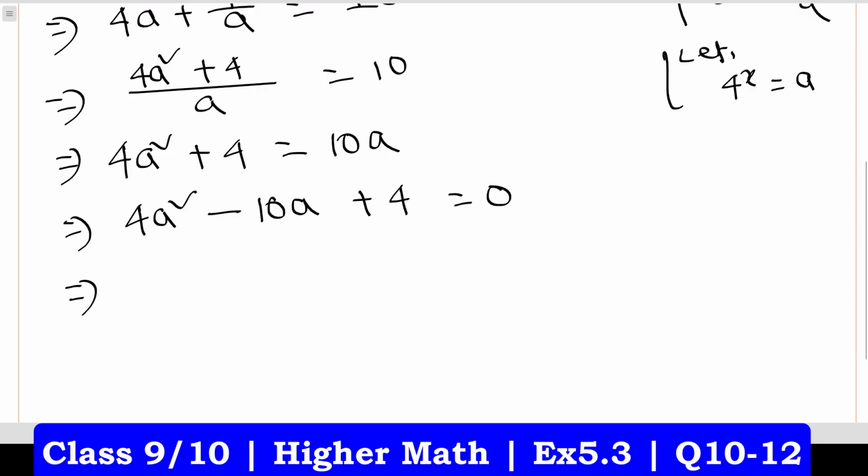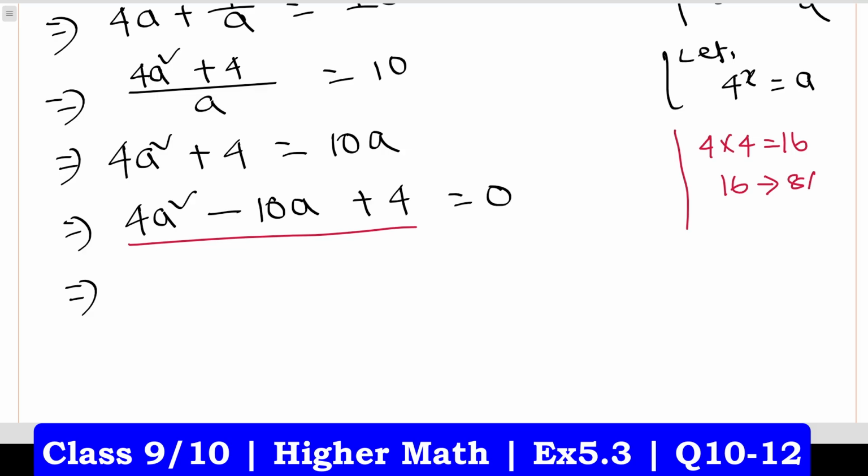So it's a prime factorization. We can do this algebraic expression like 4 times 4 equals 16. 16 can be written as 8 times 2. 8 times 2 is 16, and 8 plus 2 is 10. So we can write 4a square minus 8a minus 2a plus 4 equals 0, right?